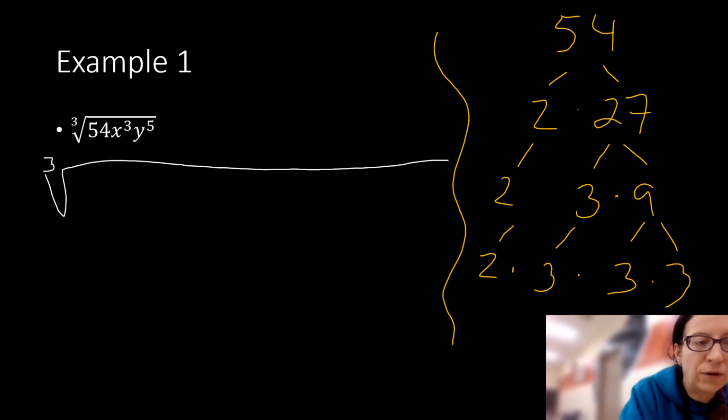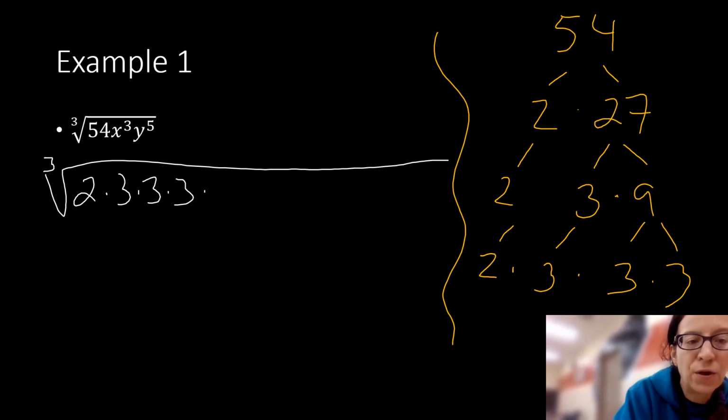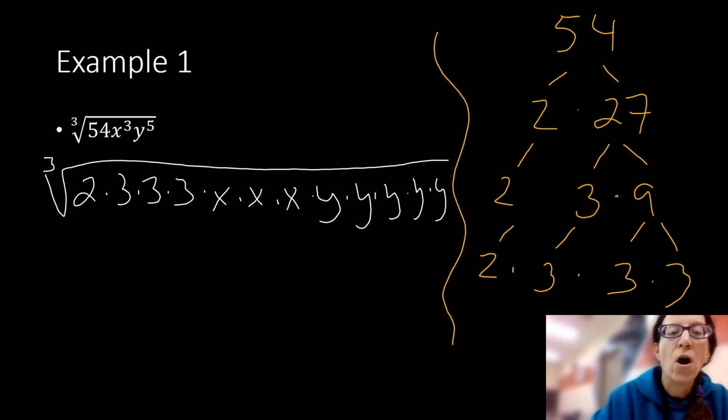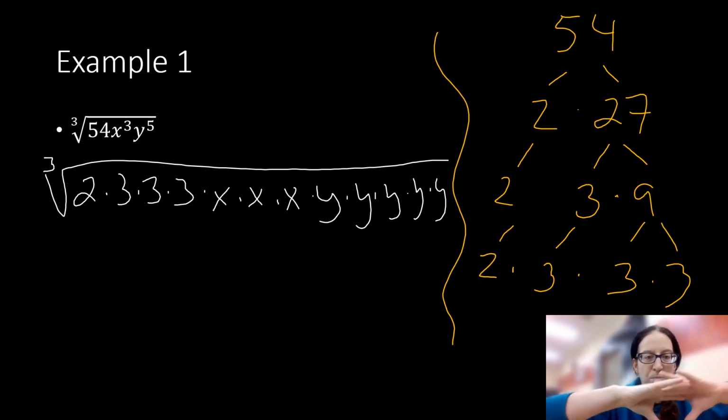I know that's going to be freaky for a second. It's very long, but it's going to come out really nice. So the 54 is 2 times 3 times 3 times 3. X to the 3rd is x times x times x. And y to the 5th is y times y times y times y times y. All I did there was I just dumped that expression out.